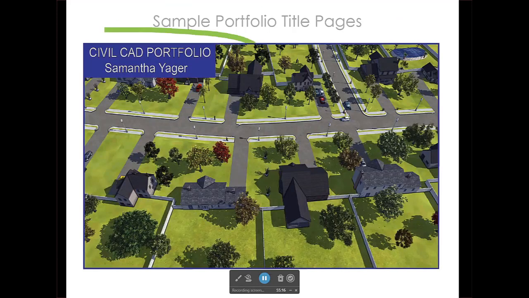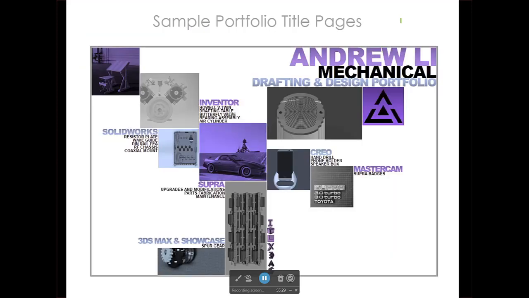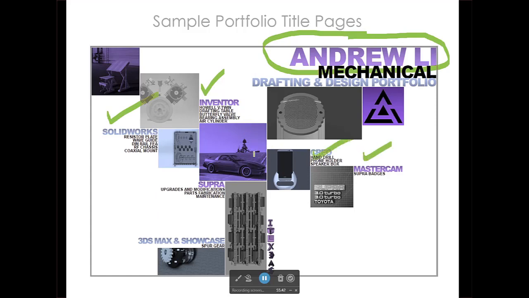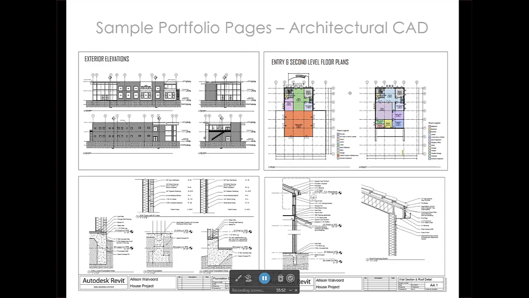This is a cover sheet by Samantha. She was a civil CAD portfolio. She was a civil major, and so this was her opening sheet of her portfolio. And this was from the visualization class. This is the opening sheet by Andrew Lee. Andrew's a mechanical specialization. So he talks about Inventor and SolidWorks and Creo and Mastercam, but he's one of the guys that did mechanic work on the side, and he was building a Supra tuner car. And so he included some of that stuff in there.